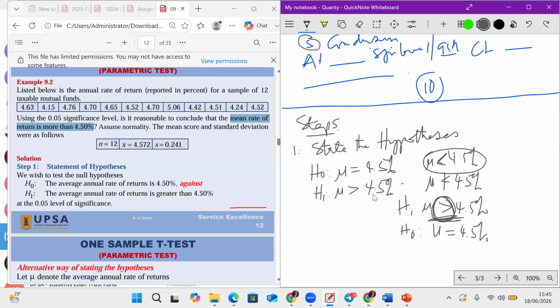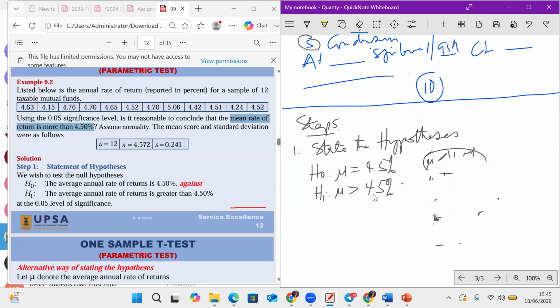Are you getting it? Yes, sir. So the null says it is 4.5. Then the alternative is saying it is more than 4.5. So if it is more than 4.5, we will say it is 4.5. Then it is more than 4.5. Are you okay? Yes, sir. All right. Just master this. Now, whenever you have an inequality, this is the approach.